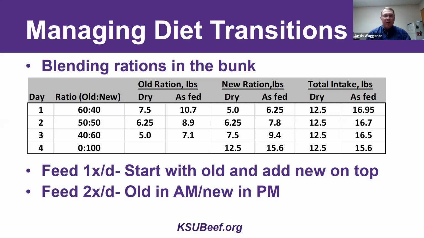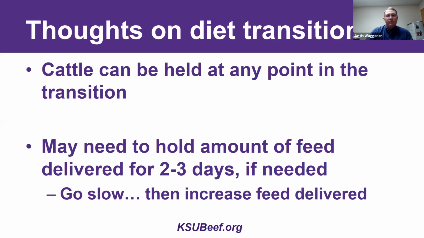Blending rations in the bunk is commonly done in the cattle feeding industry, where we have feed yards that may only have two rations in a two ration system. We'll have a starter ration and we'll have a finisher ration. A lot of times they'll make much smaller incremental changes than what we can do on these grower rations. But these are some numbers that have worked very well that I often give to producers. It's kind of a guideline in terms of how to make these diet transitions and blend rations in the bunk.